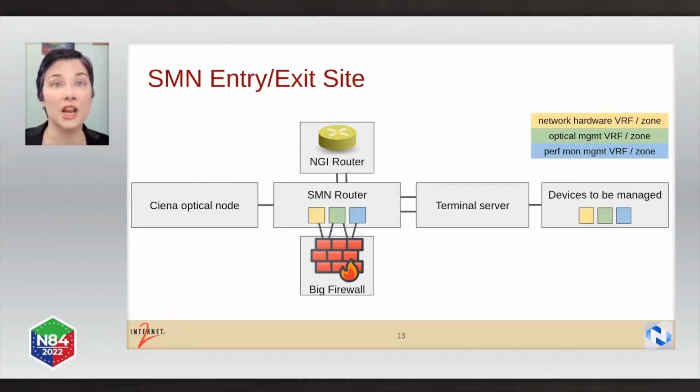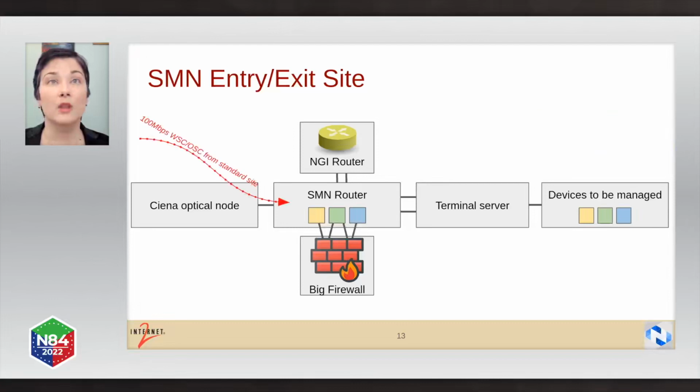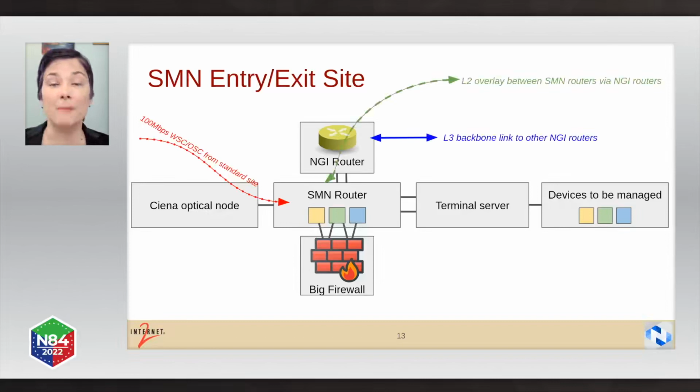Now, this is an entry-exit site for us, which is why we have the big firewall here and a slightly more complex network topology. First up, we have the 100 megabits per second wayside channel, the optical service channel, over the optical network. Of course, 100 megabits per second isn't a whole lot. And you know, us security people tend to be a little bit of an anxious bunch, so we couldn't rely solely on that. In comes the layer 3 backbone over the new next generation network and the layer 2 overlay over that, which goes between the secure management network routers.